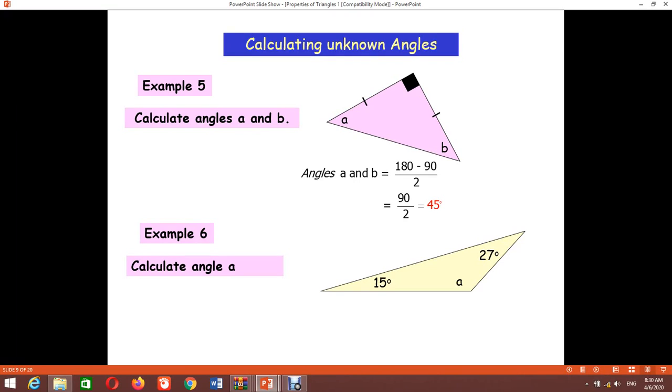Example 6. Calculate angle A. To calculate angle A is equals to 180 minus bracket begins 15 plus 27 bracket close. 15 plus 27, the answer is 42. And therefore we have 180 minus 42 and the answer is equals to 138 degrees.